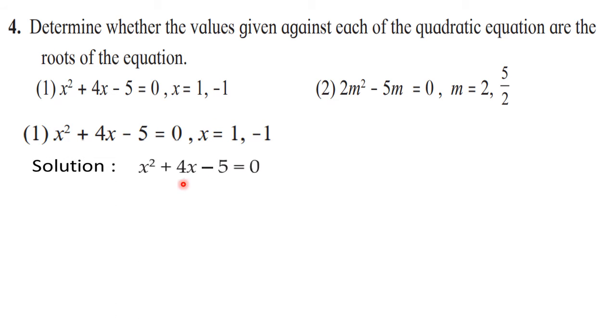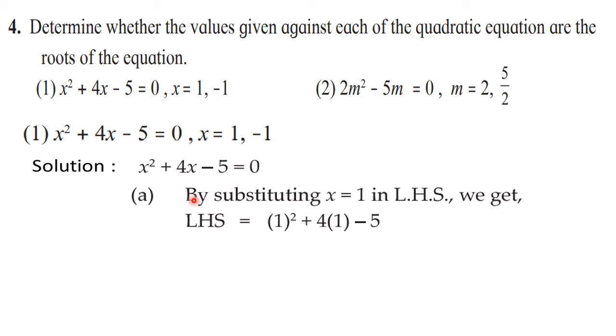Here this is the given equation, x square plus 4x minus 5 is equal to 0. Now we will substitute x is equal to 1 in the left hand side of the equation. So we will write only the left hand side. Left hand side is equal to, and here in place of x we are going to write plus 1. So 1 square plus 4 into 1 minus 5. So 1 square is 1 and 4 into 1 is 4. So we will get 1 plus 4 minus 5, that is 5 minus 5 is equal to 0.